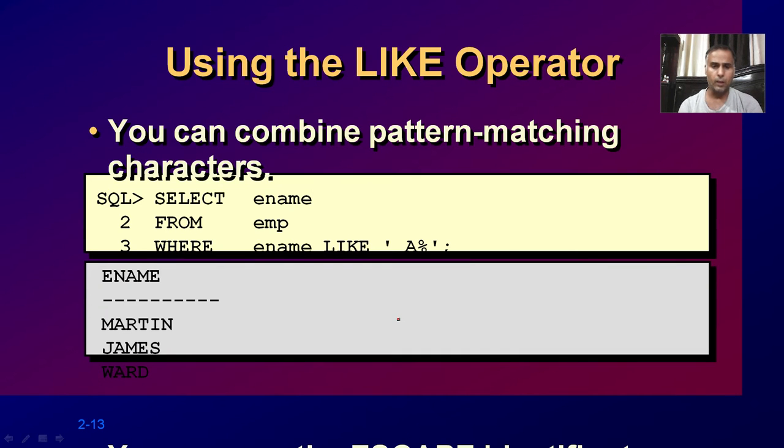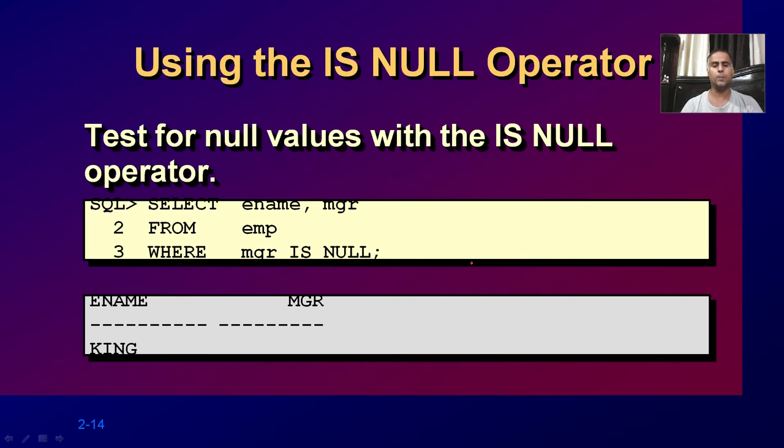Using the LIKE operator, you can combine pattern matching also. You can look at here, this is one example. Here we are using the underscore here. So what does it mean? The first character may be anything, M, J, W, but the second character must be A. You can look here, A, James, and after A it may be any character. So it will search them out. This way you can understand the purpose.